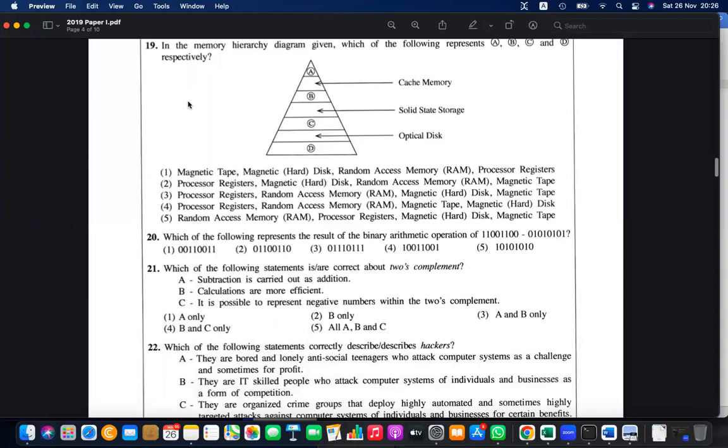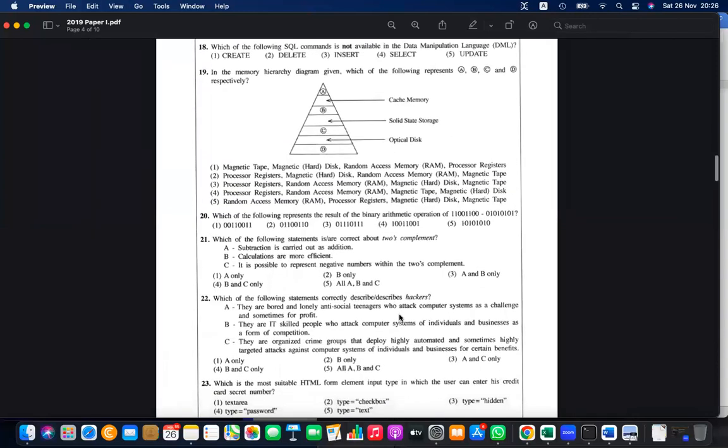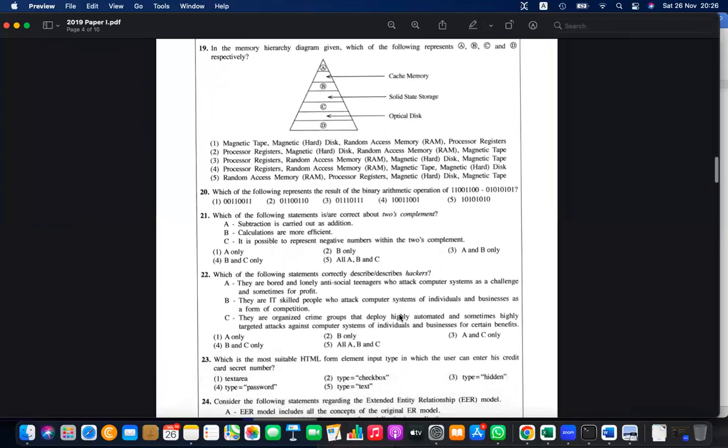Question number 19 to 22. Can you go through the questions? Now we are speeding up, right? 19 to 22. Please go through that quickly. You have 4 minutes.